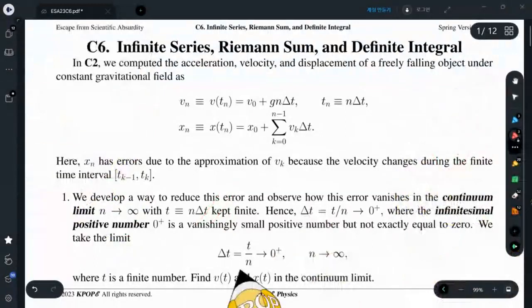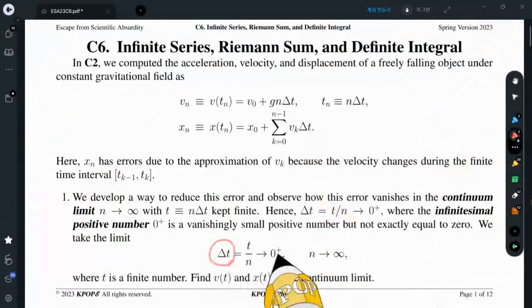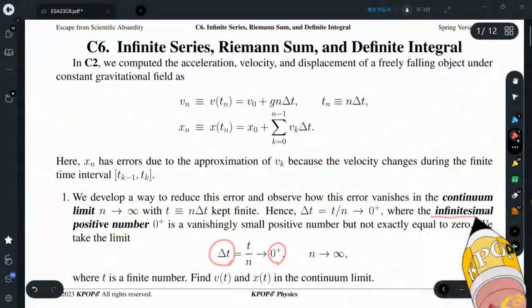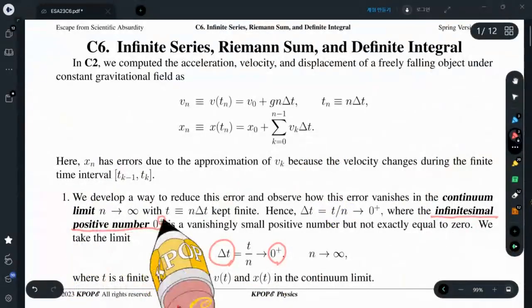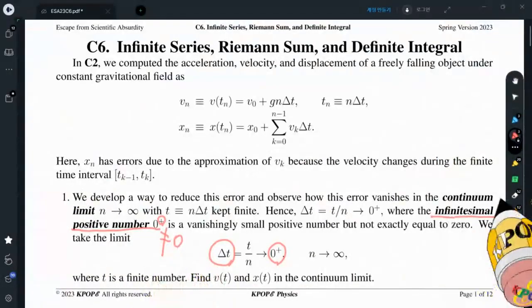So the basic idea is this: shrink this delta t to an infinitesimal positive number. So we attach a plus, that means it is not equal to 0, but it is arbitrarily close to 0. We say in physics it is a continuum limit.